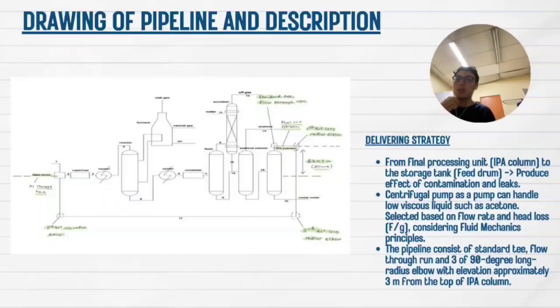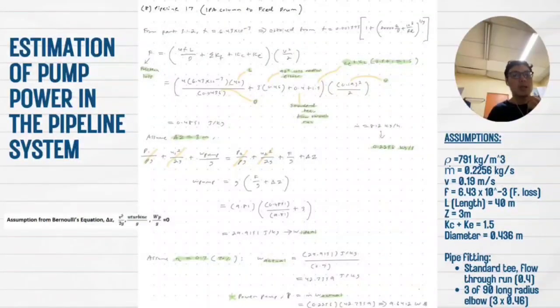The whole pipeline consists of a standard tee flow through run and 3 of 90° long radius elbows with an elevation of approximately 3 meters from the top of the IPA column. Next, we estimate the pump power by obtaining it from the energy equation with the calculated mass flow rate and velocity. We also consider the constants for the pipe fittings and the length of 40 meters.